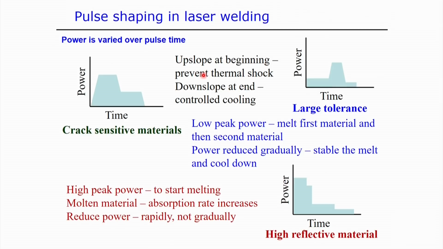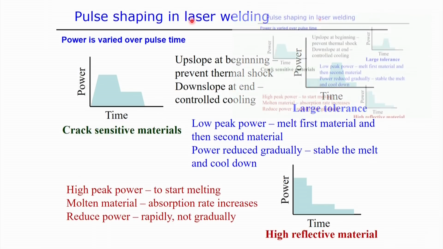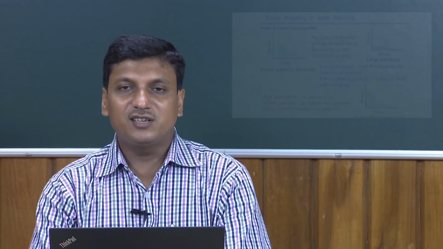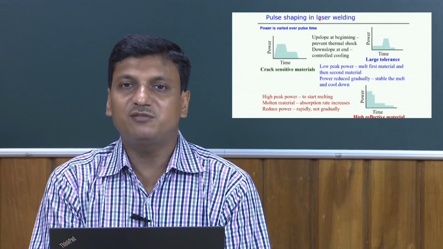So, we are not applying the energy instantaneously. With the laser gradually, or making some slope, it means we are not applying the laser pulse energy instantaneously. So, that slope actually prevents the sudden thermal shock. At the same time, the down slope at the end actually controls the cooling. If there is a slope in the application of the laser pulse, that actually controls the cooling. So, this typical shape of the pulse is helpful for crack sensitive materials.